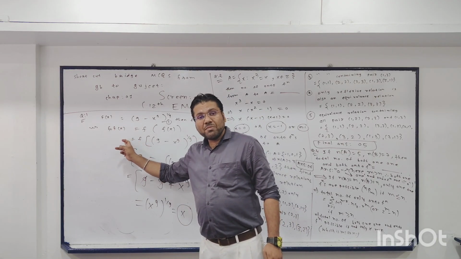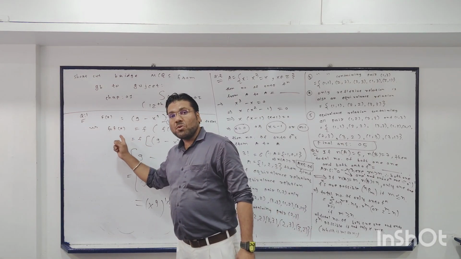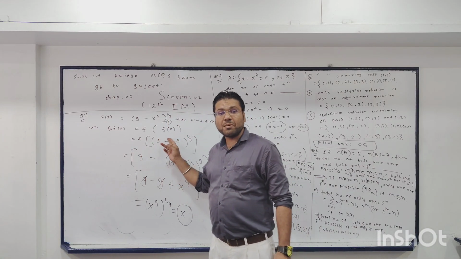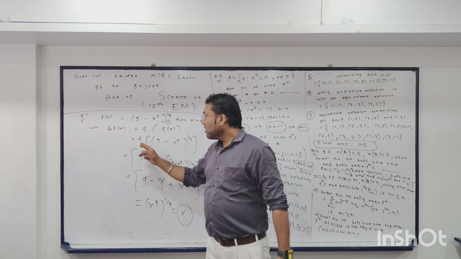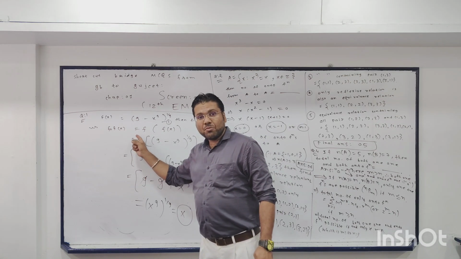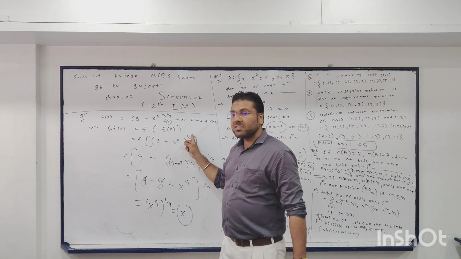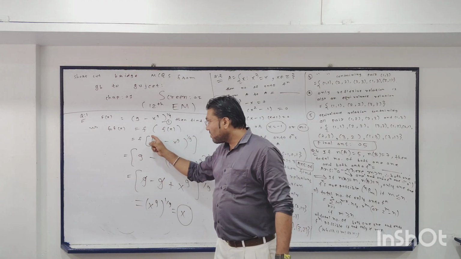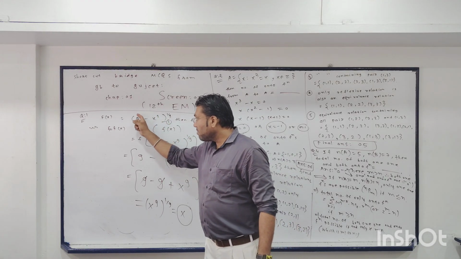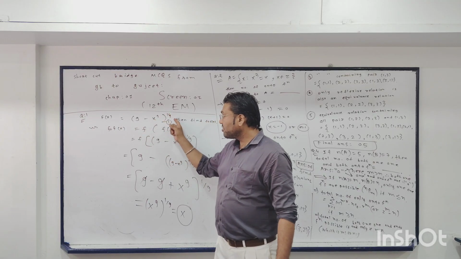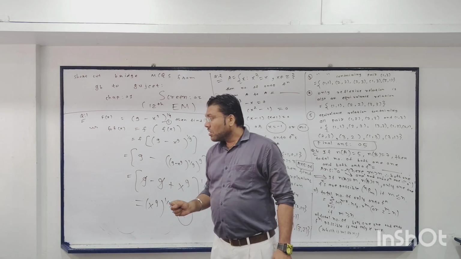This is a composite function, f of f. So what was the process in chapter number 1? We will break the function from outside, it will become f of f of x. And friends, what is f of x? f of x is given by 9 minus x^9 raised to 1/9.